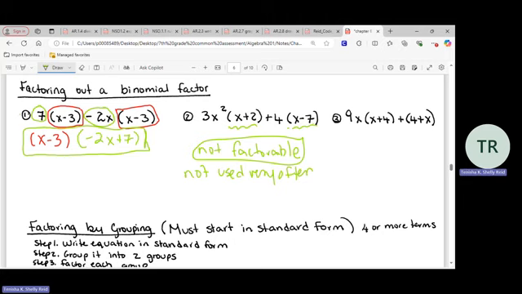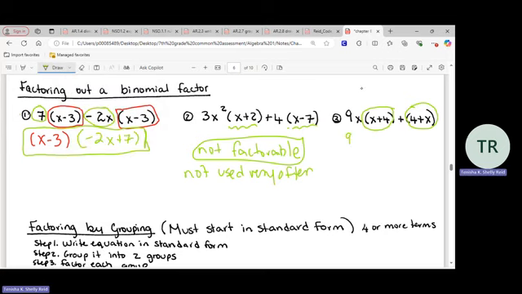Okay. Now let's look at number 3. For number 3, I want to factor out a binomial factor. It's a little tricky because at first glance, these do not match. It's an x plus 4 and a 4 plus x. But in reality, it does.